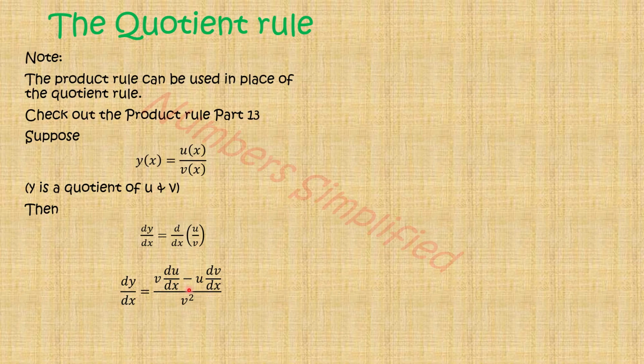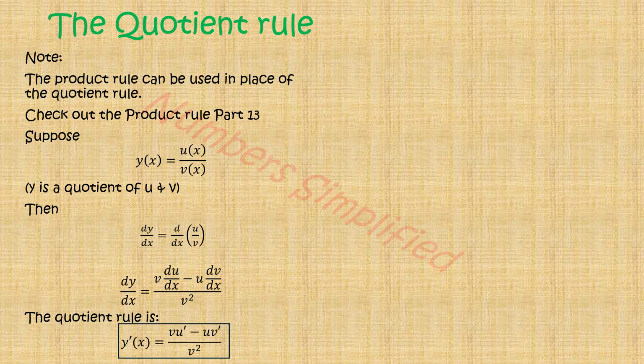And take note, from the product rule, we used a positive, but in the quotient rule, we are using a negative, and we are dividing not just by v, but by v squared. So take note of that. And this is known as the quotient rule. And in simple terms, y prime of x is equal to v times u prime minus u times v prime all over v squared. With that, let us take a look at the first example.